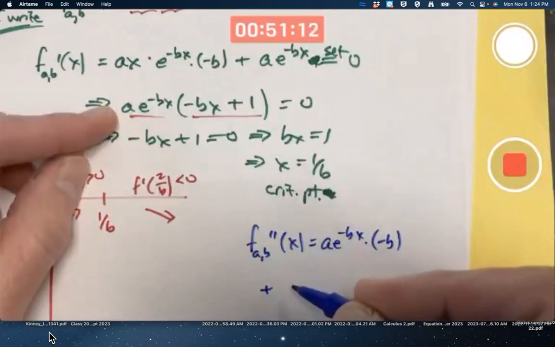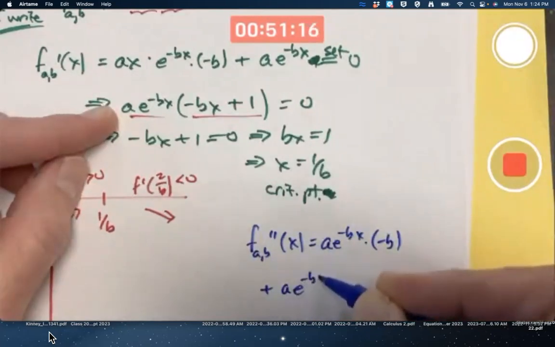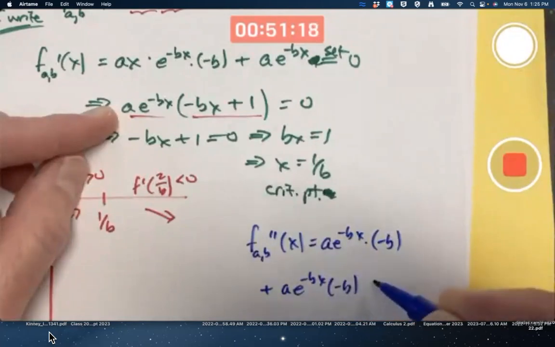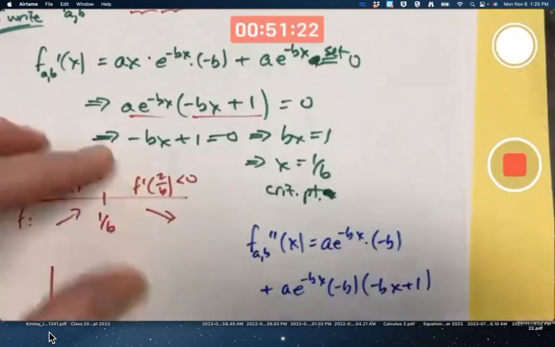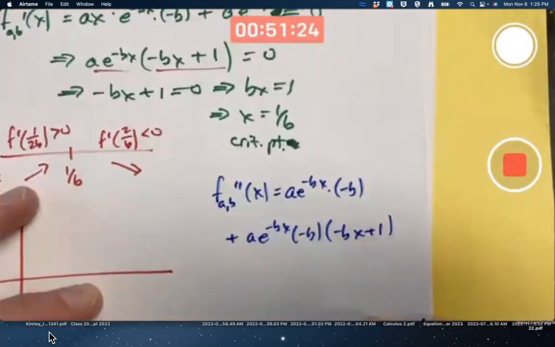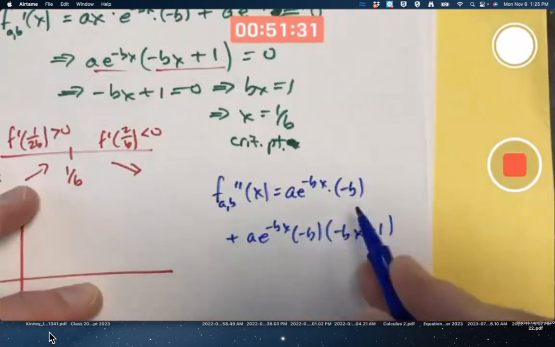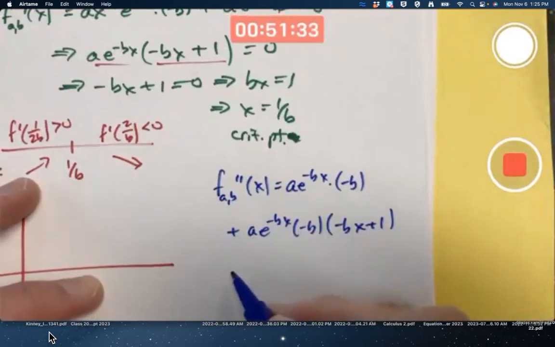The derivative of the left, I need the chain rule for. I'll get an extra factor of negative b, and that's being multiplied by right, negative bx plus 1. So I quickly use the product rule there. Hopefully no mistakes. There's a common factor of a and e to the negative bx, and in fact, even a negative b that can be factored out.